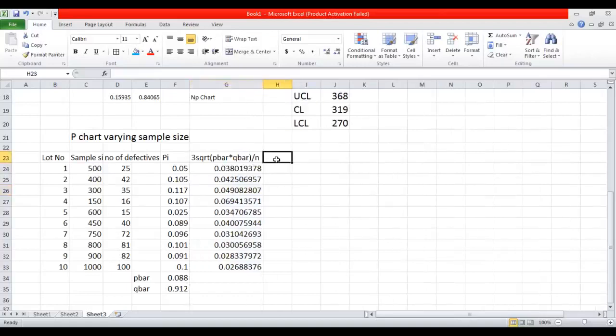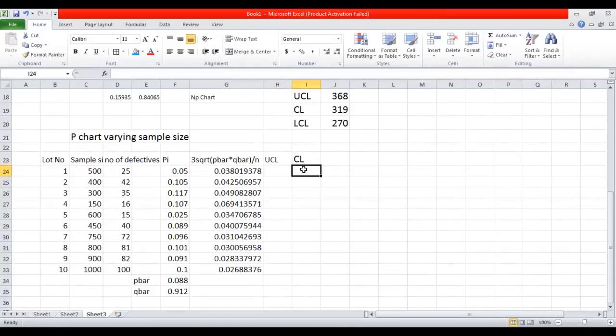Now next I'll find the UCL value. What is the UCL formula? Before UCL, here I'll write the CL values. What are the CL values? CL is nothing but the P bar value, that is 0.088. So for P chart, the CL value will always be the same. For NP chart, the CL value will be different, but for P chart, this will be the same.